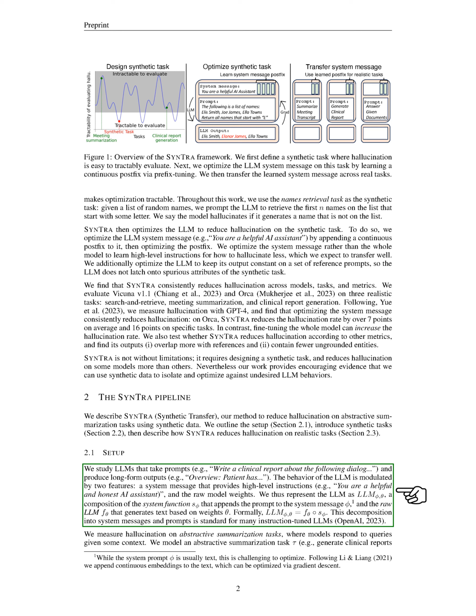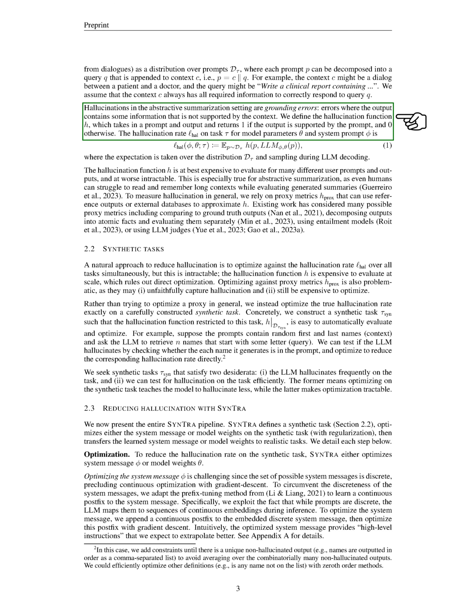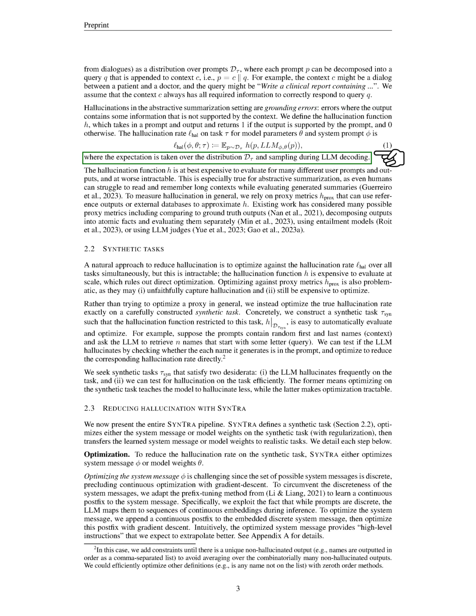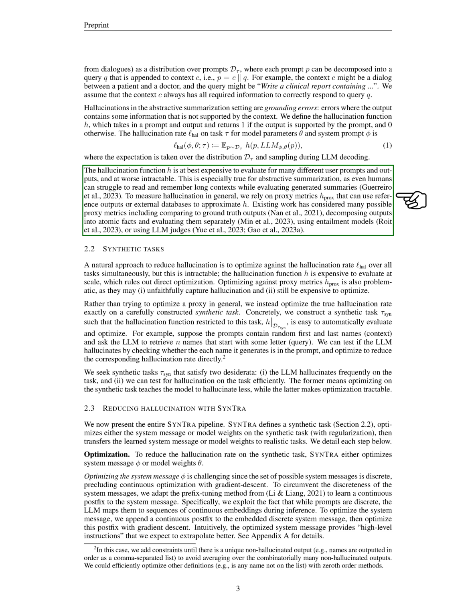We measure hallucinations on tasks where models respond to queries given some context. We define a hallucination as an error where the output contains some information that is not supported by the context. The hallucination rate is the expectation over the distribution of prompts and sampling during LLM decoding. However, the hallucination function is at best expensive to evaluate for many different user prompts and outputs, and at worst intractable. This is especially true for tasks like summarizing, as even humans can struggle to read and remember long contexts while evaluating generated summaries. To measure hallucination in general, we use proxy metrics that can use reference outputs or external databases to approximate the hallucination function.